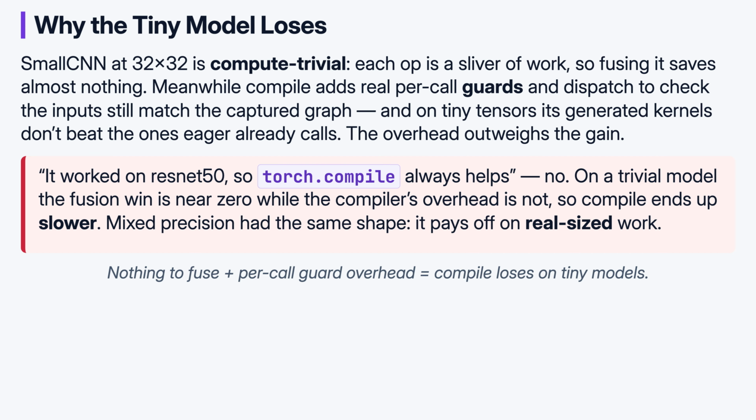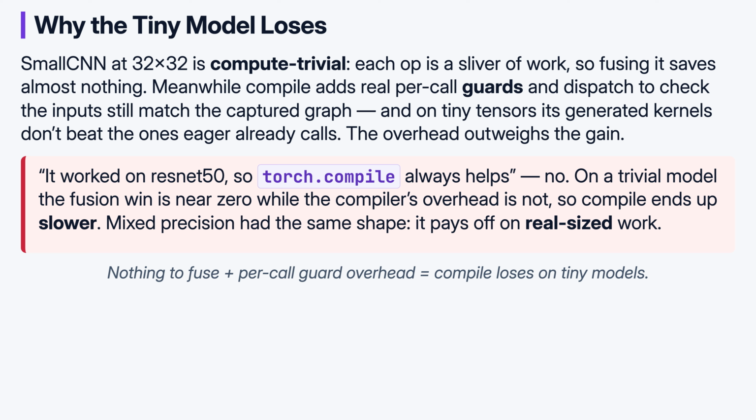SmallCNN on 32 by 32 images is compute trivial. Each op is a sliver of work, so fusing it saves almost nothing. Meanwhile, compile adds real overhead. It runs per call guards and dispatch to check the inputs still match the captured graph. And on tiny tensors, its generated kernels do not beat the ones eager already calls. Add it up. The overhead outweighs the tiny fusion gain, so compile is slower.